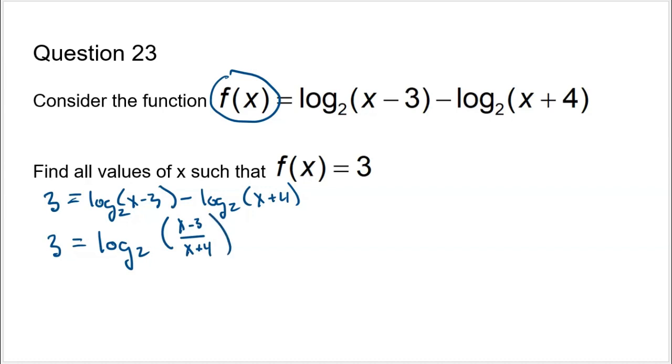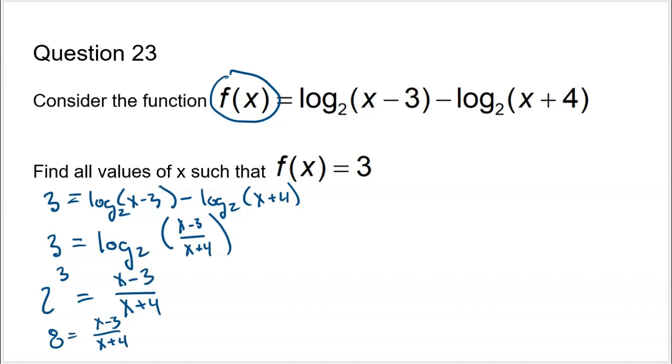Now, how do I get those x's that are inside my log out of my log? Like, how do I get my log to go away? Well, the inverse of a logarithm is exponential. So I'm literally just going to rewrite this logarithmic statement as an exponential statement. So 2 raised to the 3, logs always equal the exponents, my exponent is 3, equals the inside, x minus 3 over x plus 4. All right, everybody should know that 2 raised to the third is 8. So I get 8 equals x minus 3 over x plus 4.